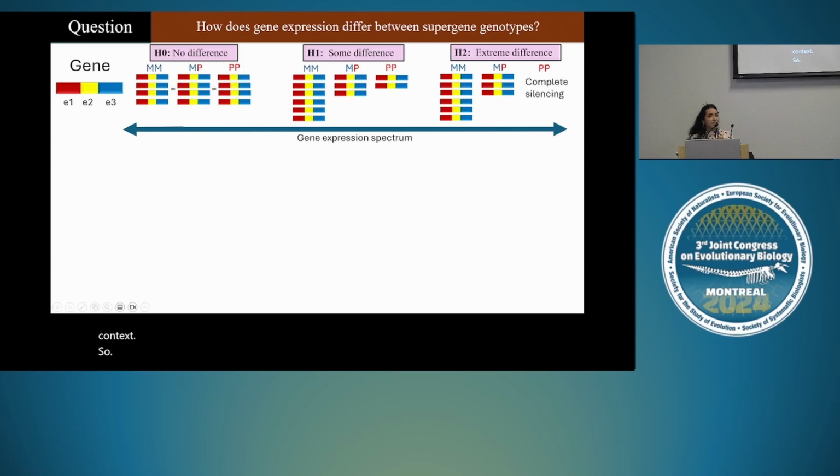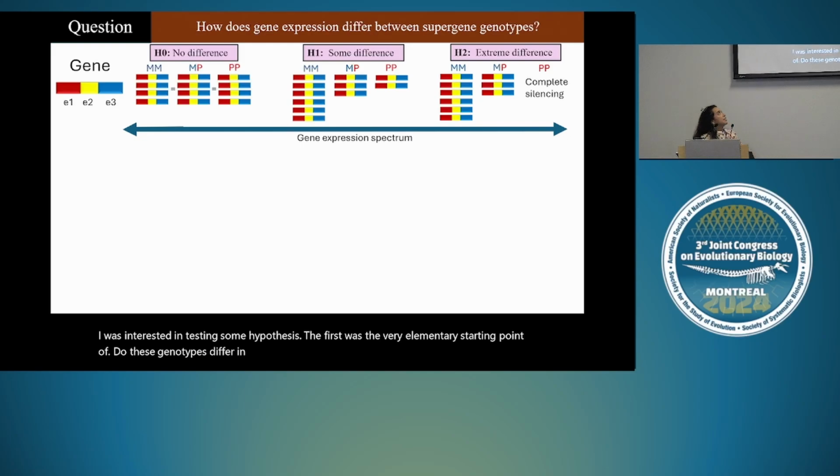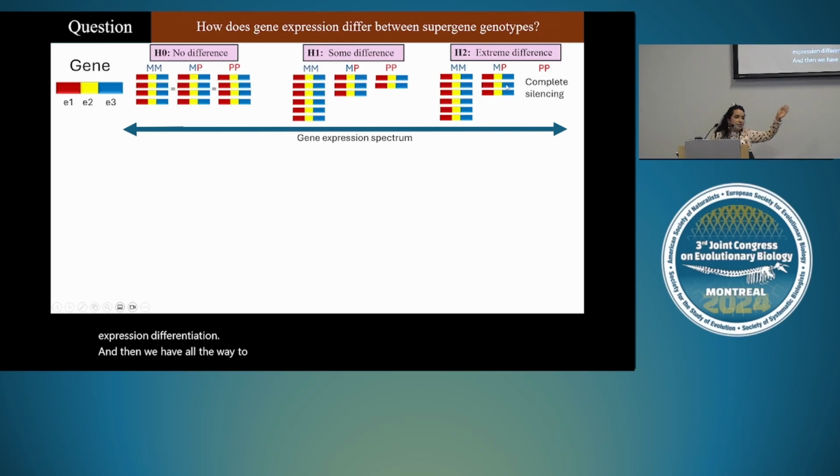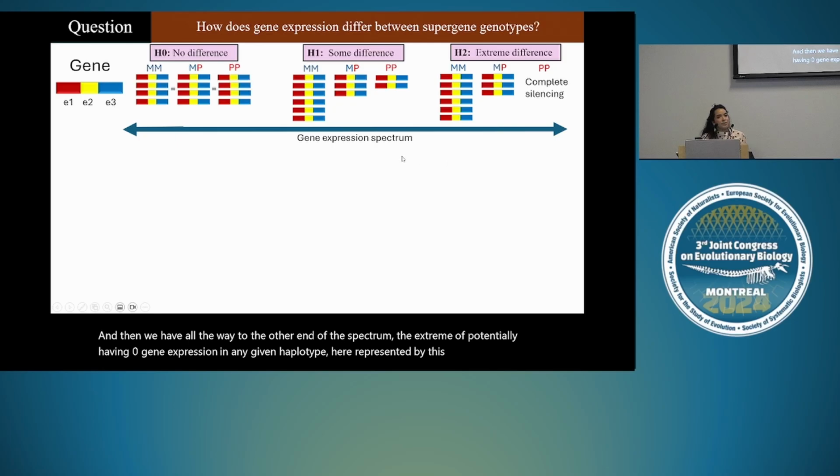So I was interested in testing some hypotheses. The first was the very elementary starting point of, do these genotypes differ in expression at all? And here I have just a representation of our hypotheses. Given a gene with some exons, the null hypothesis is no difference across genotypes, with hypothesis 1 being some form of gene expression differentiation. And then all the way at the other end of the spectrum, the extreme of potentially having 0 gene expression in any given haplotype, here represented by complete silencing in the P homozygote.